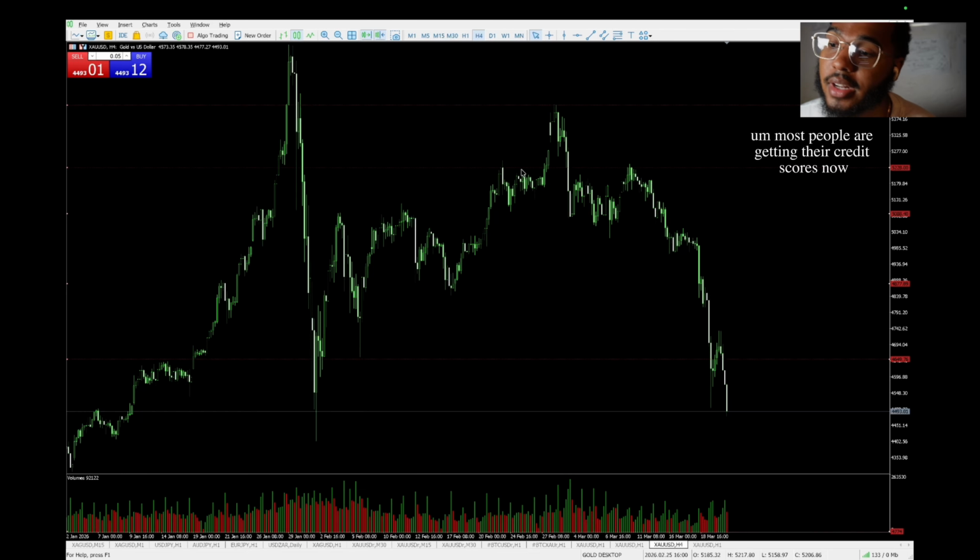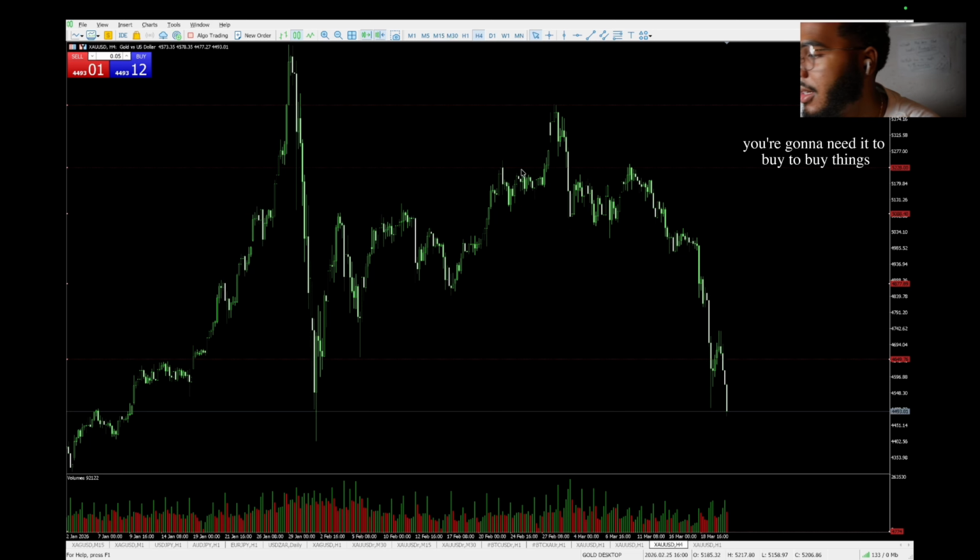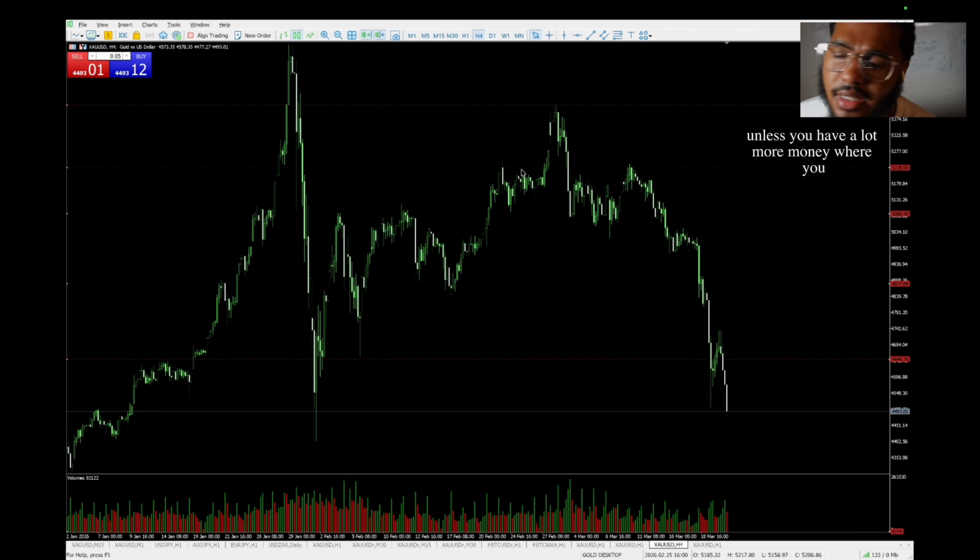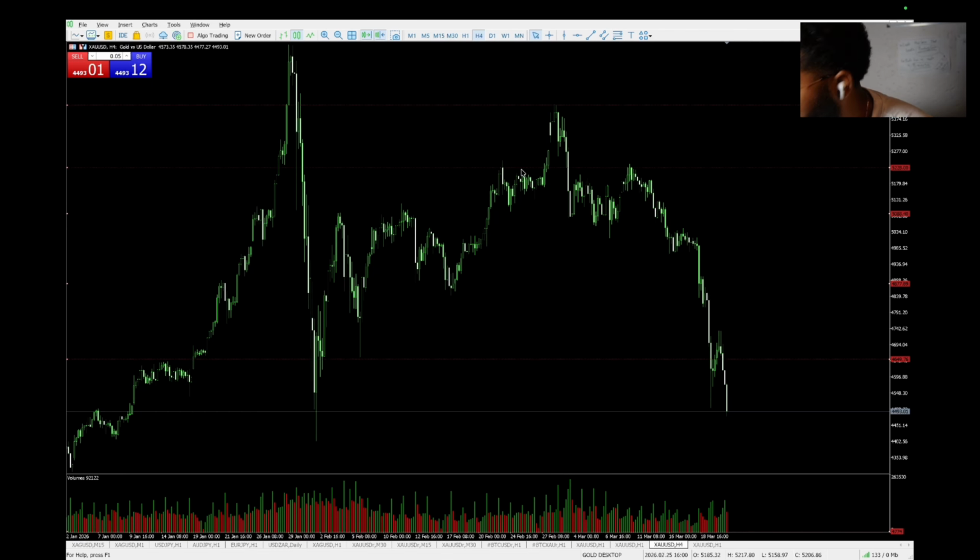Most people are getting their credit scores now. So obviously try to manage your credit because you're gonna need it to buy things. Unless you trade, unless you have a lot more money where you can purchase things with cash, then you're all good too.